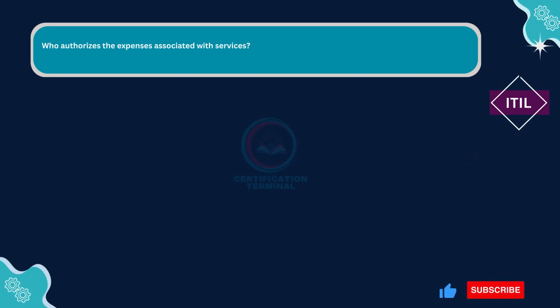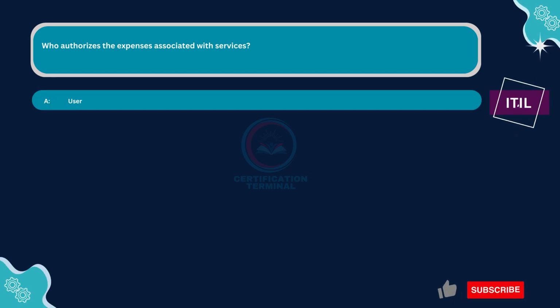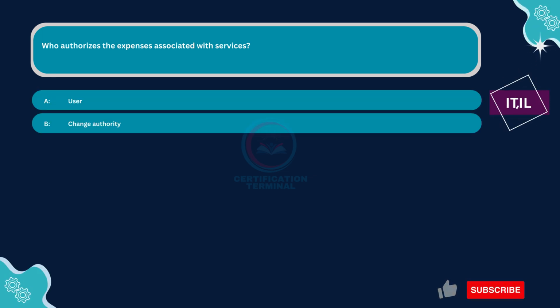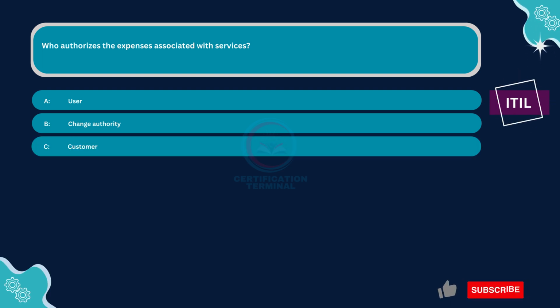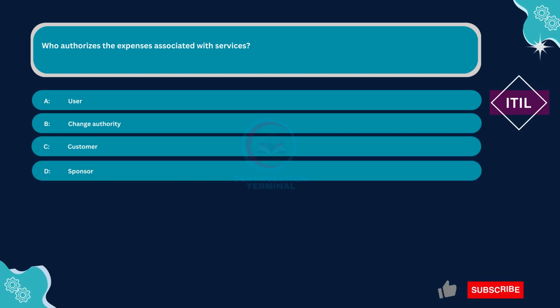Next question. Who authorizes the expenses associated with services? Option A, user. Option B, change authority. Option C, customer. Option D, sponsor. The correct answer is Option D, sponsor.